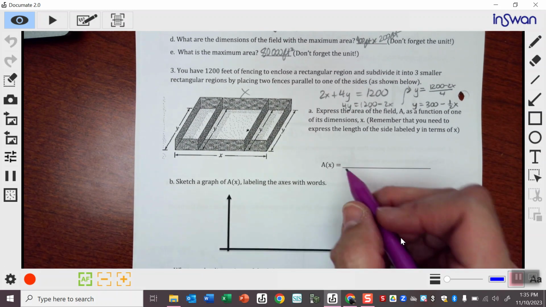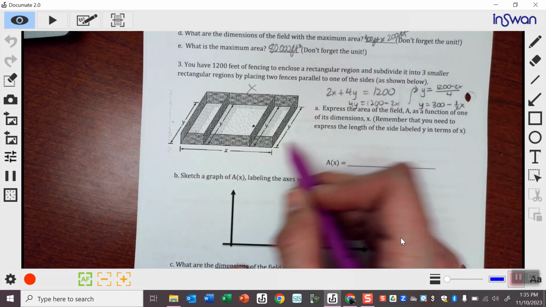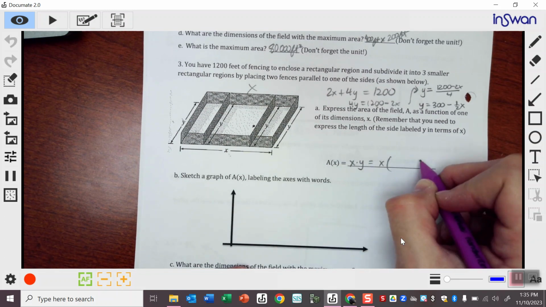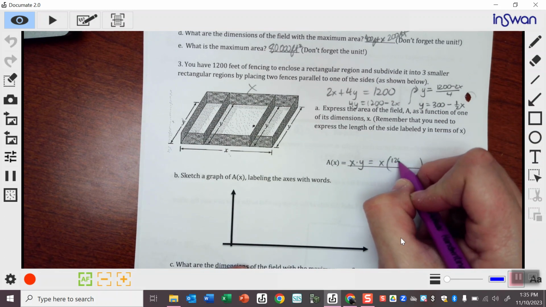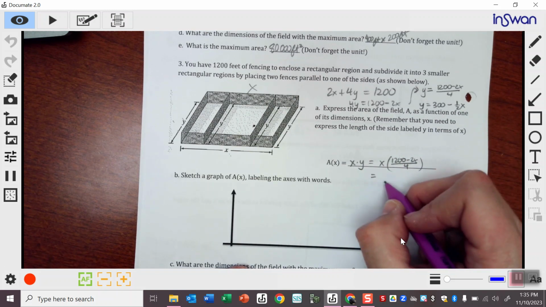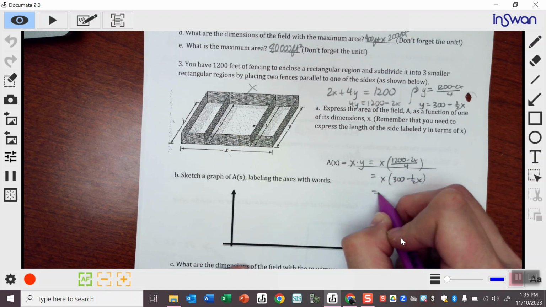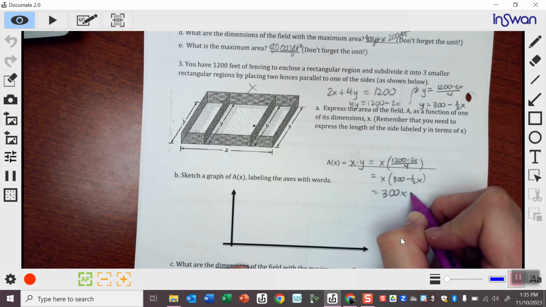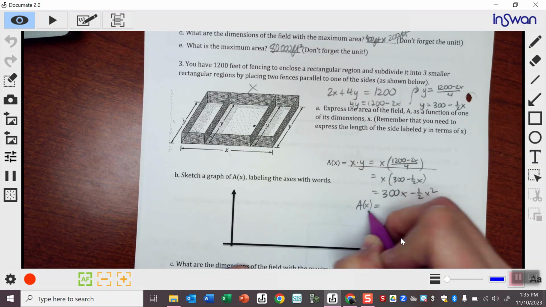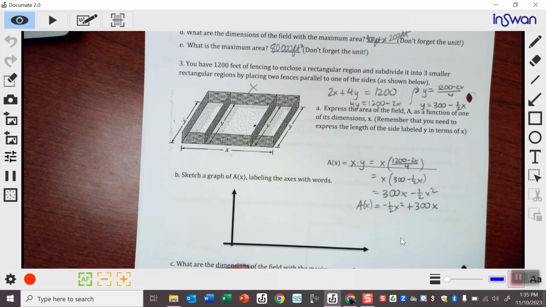All right, so my area is x times y. So the reason I wanted an equation for y was because there's my area, is x times y. So x times, and we're going to fill in what y is, 1,200 minus 2x over 4. But if I clean this up, it's 300 minus 1/2 x, and multiply it out, minus 1/2 x squared. So basically my area formula is negative 1/2 x squared plus 300x.